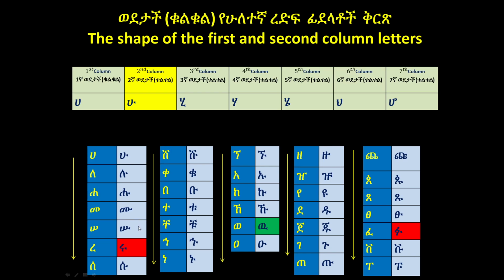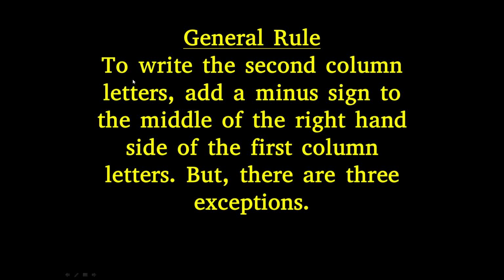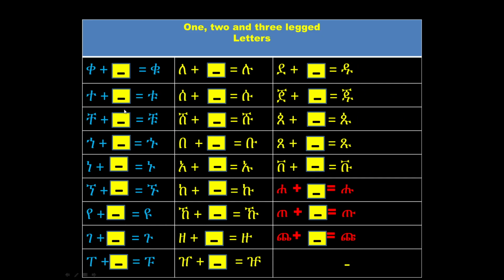When you write second column letters, add a minus sign or a short horizontal line to the middle of the right hand side of the basic letter. The general rule: to write the second column letters, add a minus sign to the middle of the right hand side of the first column letters. But there are three exceptions. This is just to show you how the rule is applied.